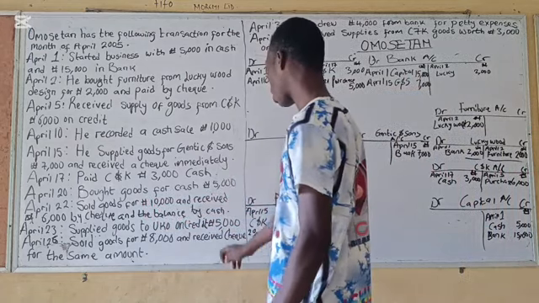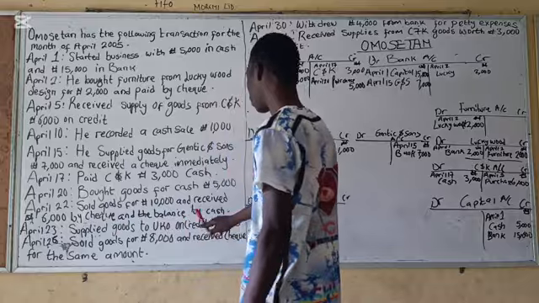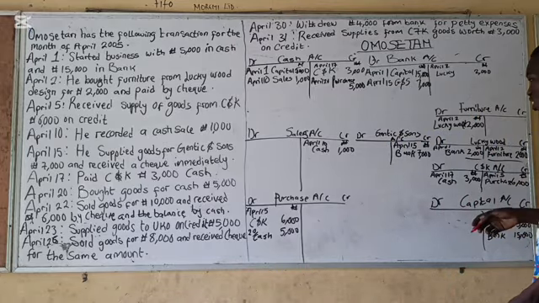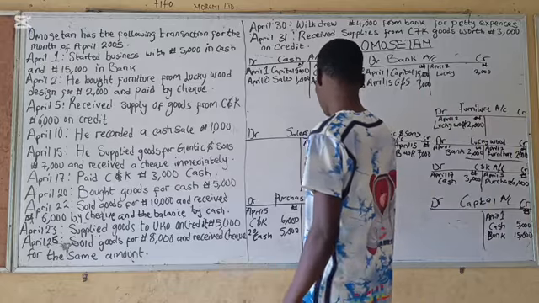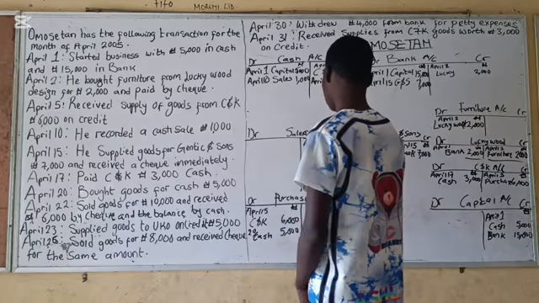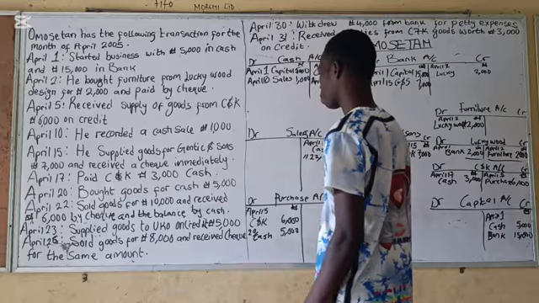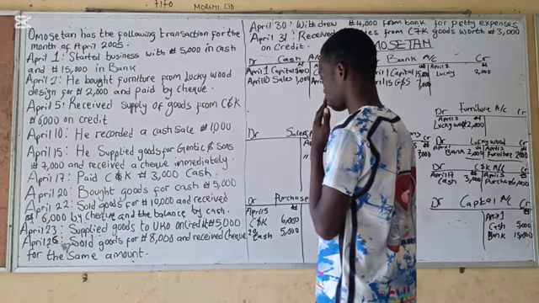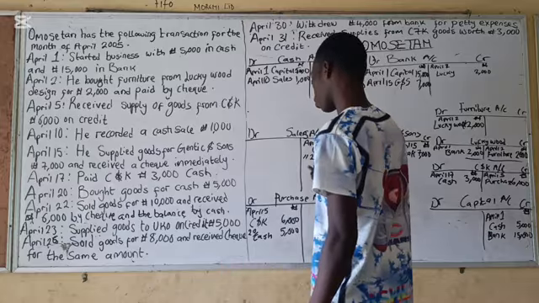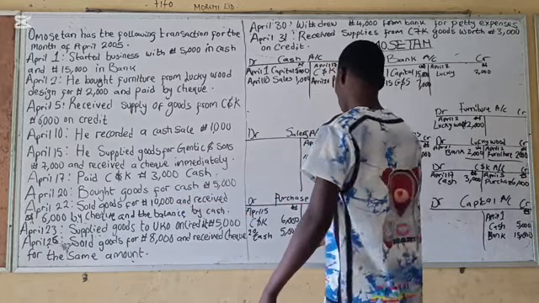Now, the next one is April 22. Sold goods for 10,000 naira and received 6,000 naira by check and balance by cash. So you sold goods, sales. Where is our sales account? This is our sales account. The date is April 22. The sales you made at that time is 10,000 naira, right?